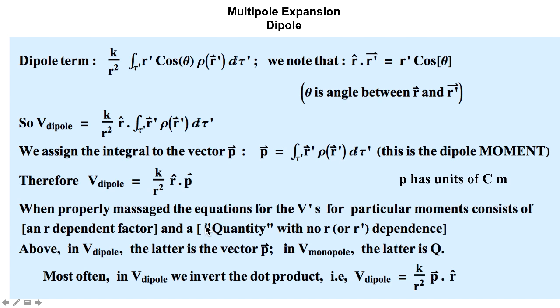If you properly massage the equation for the V's, particular moments, they consist of an r-dependent factor and a quantity with no r or r prime dependence. We have then in the V dipole, the latter is the vector p. In V monopole, the latter was Q. So most often we invert the order of the r prime and p dot to give us this one. This was the exact form that we had before.